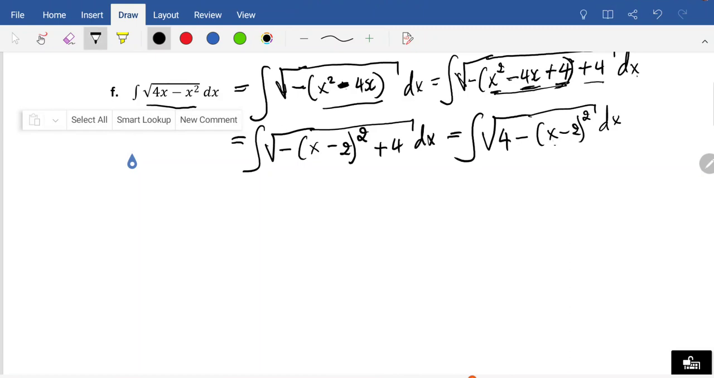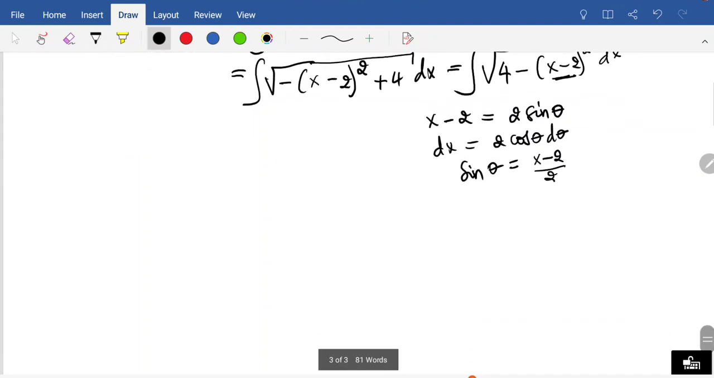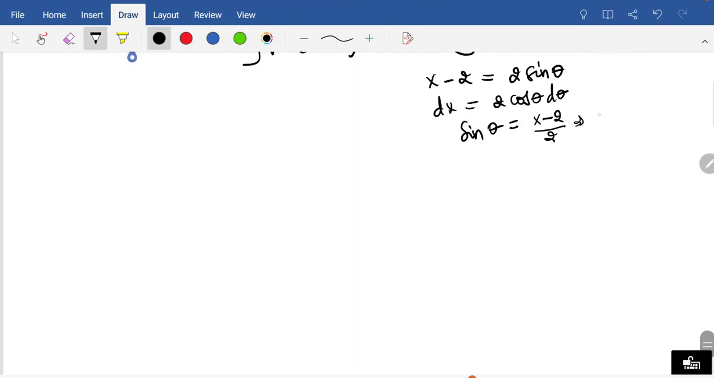But in our case we don't only have x, we have x minus 2, so we'll use the substitution x minus 2 is equal to a, which is just 2 sine theta, and that means that dx is equal to 2 cos theta d theta, meaning that sine theta is equal to x minus 2 over 2, and therefore theta is equal to sine inverse of x minus 2 over 2. Right, so we have that.